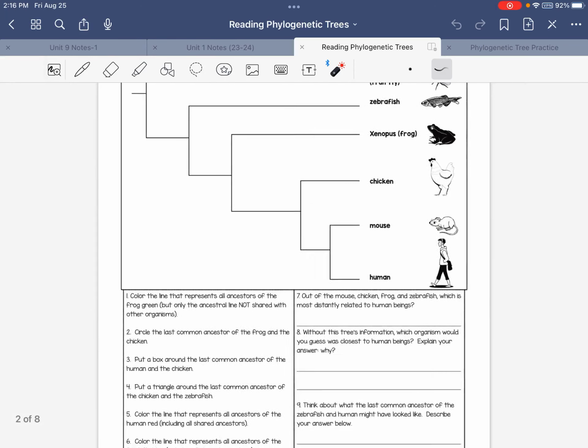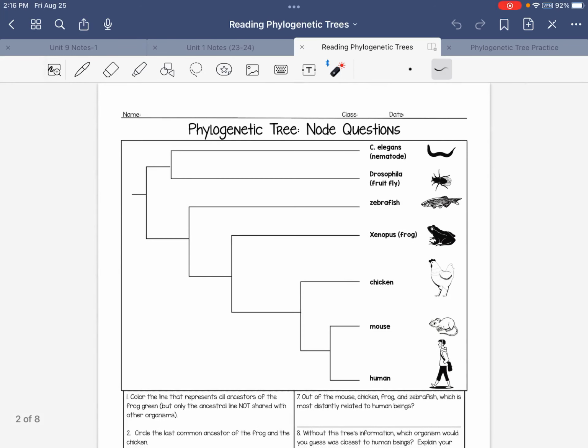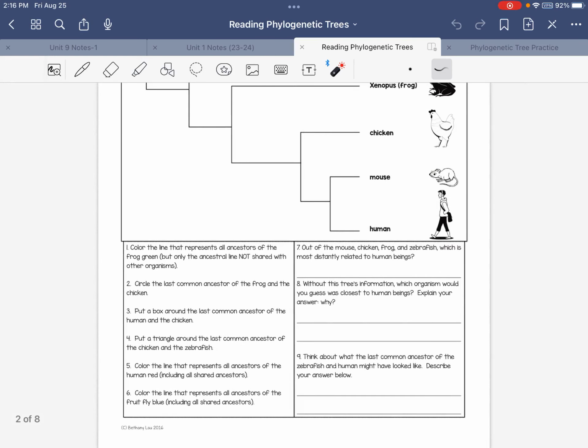Go ahead and flip to page 2 here. We're going to look at the questions and then go through this together. Then you will go through pages 3 and 4 on your own.